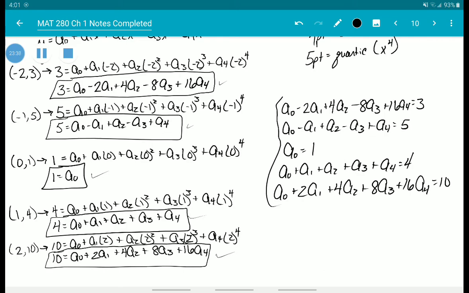So this guy's pretty big. There's a couple of ways to approach it. We could simplify this a little bit. We already know A0 is equal to 1, so we could substitute A0 in, and then we would have 4 equations and 4 variables. That's one option.